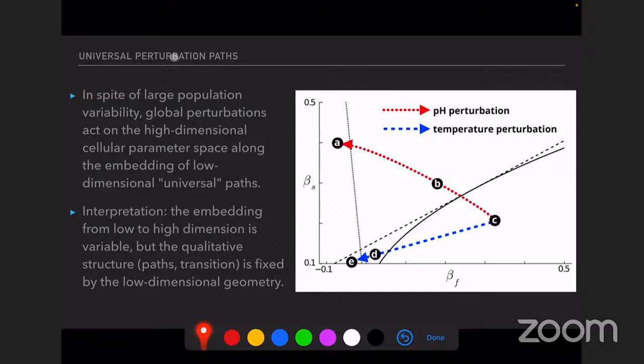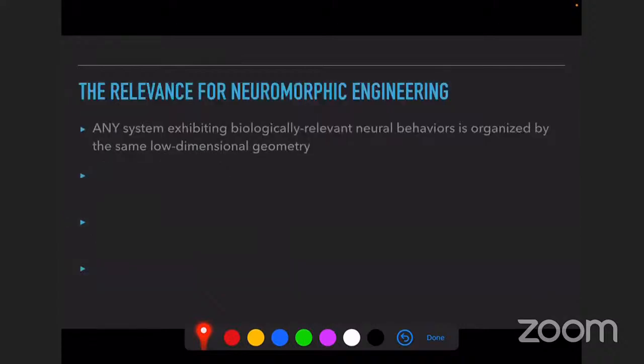So that is why I like to call these universal perturbation paths, because they're shared by any neuronal system satisfying the empirical assumption that IV curve configuration determines the spiking behavior. So why is this relevant for neuromorphic engineering?